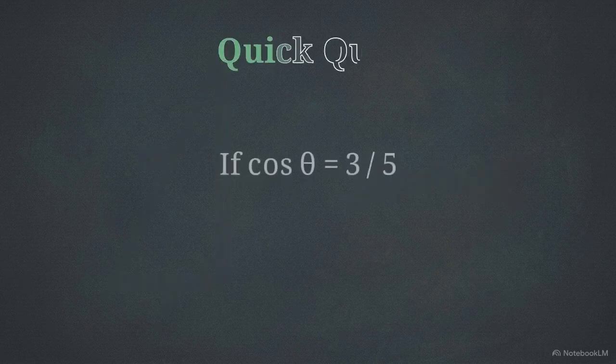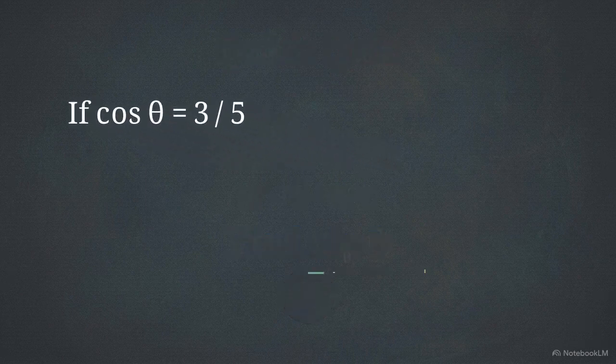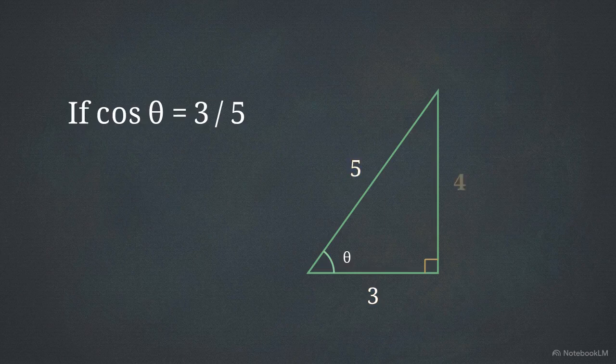Let's try a quick quiz. If cosine theta is 3/5, what is sine theta? Pause the video for a moment and see if you can use a shortcut. This is the famous 3-4-5 triangle. Since the adjacent is 3 and the hypotenuse is 5, the opposite side must be 4. So sine theta is 4/5.